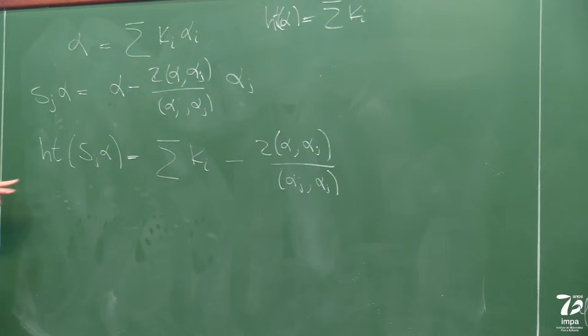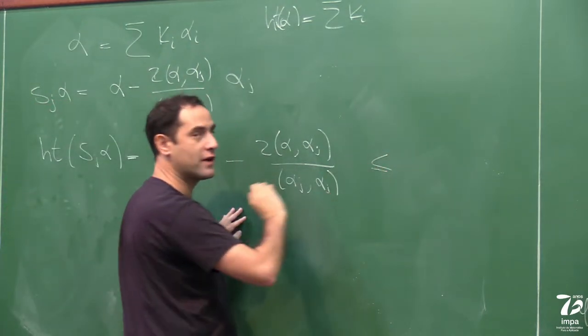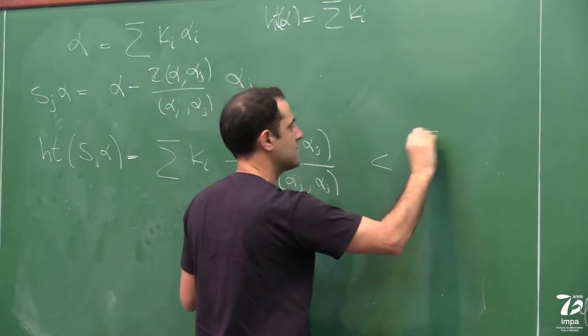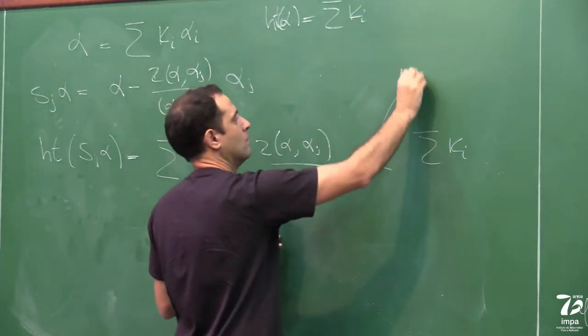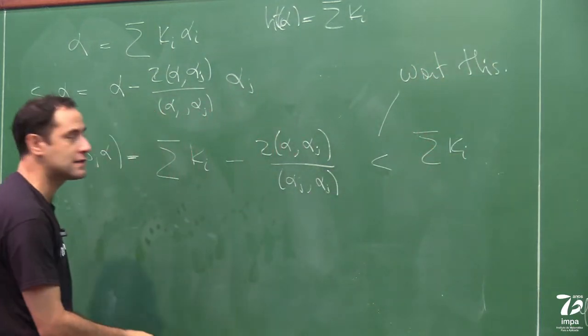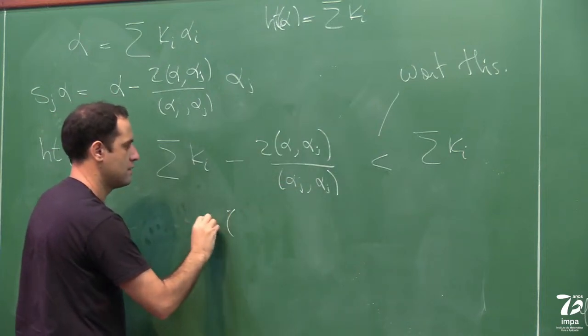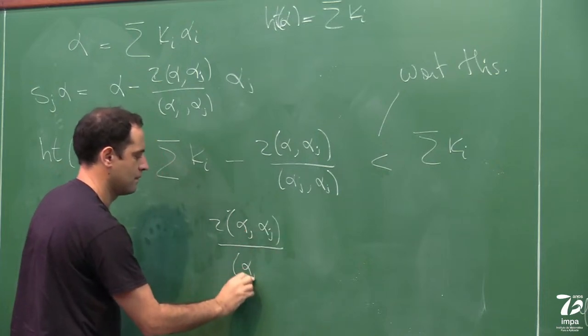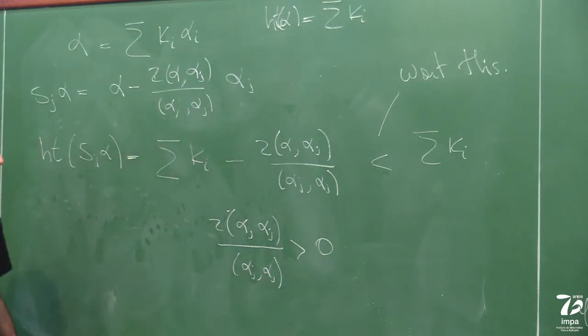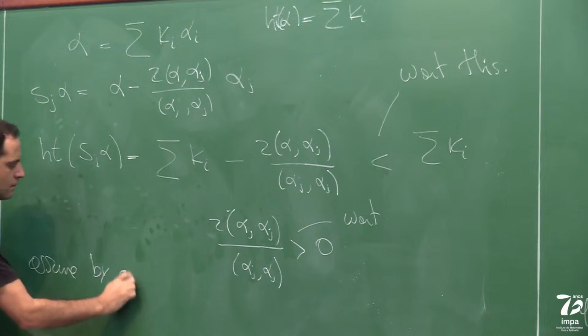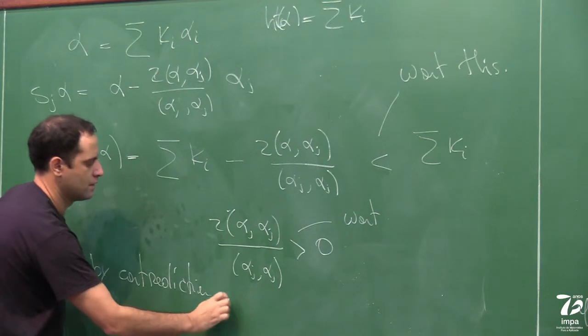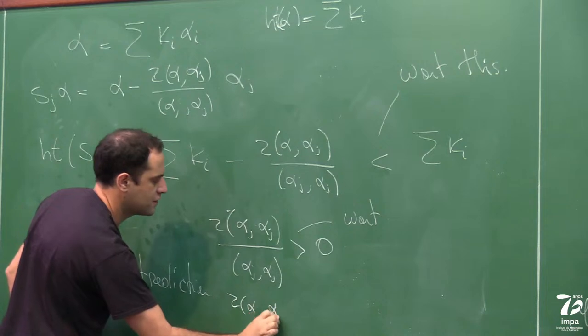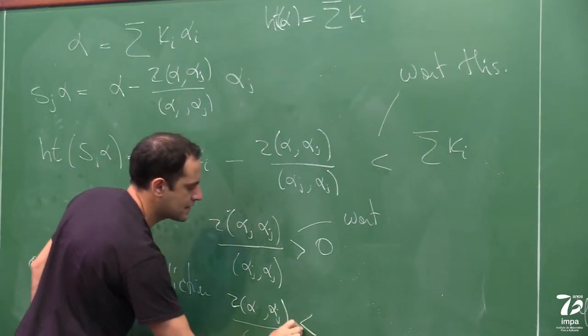Now, what we need to prove is that there exists one j such that this thing is less than the sum of the k_i's. That's what we want. So equivalently, we want to find that there exists one j such that this thing is positive. So this is what we want. So let's assume the contrary. Let's assume by contradiction that 2 (alpha, alpha j) over (alpha j, alpha j) is less or equal than 0 for every j.